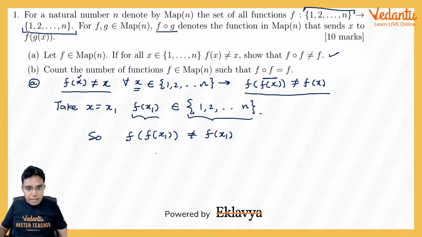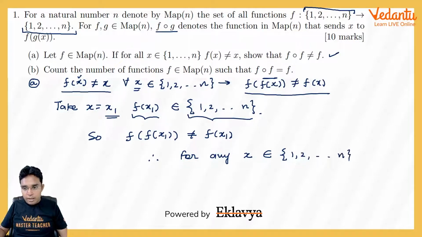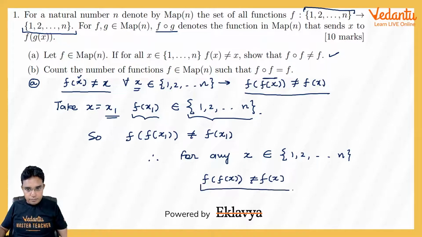Hence we can say that, as we have proved for x1, and x1 is any arbitrary number in this 1, 2, 3 and so on up to n set, so for any x that is from 1, 2 and so on up to n, we can directly say that f of f of x cannot be equal to f of x. So this first part is done. Hence proved.